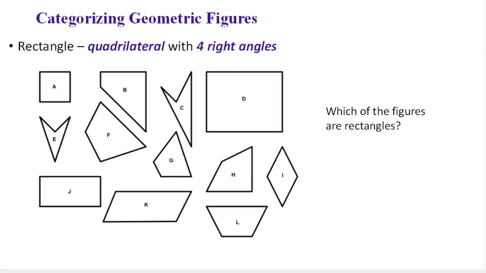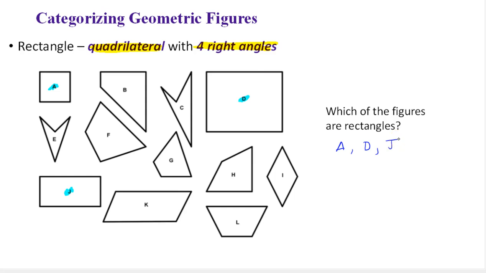Let's look at the next category. Now we have a rectangle is a quadrilateral with 4 right angles. Well, on the last slide, we already found the ones that had 4 right angles. It was A, D, and J. Okay. And we said A was the only one that was a square because a square required all of the sides to have the same length. Okay, but rectangles do not require that. So that means these 3 shapes, A, D, and J, are all rectangles.